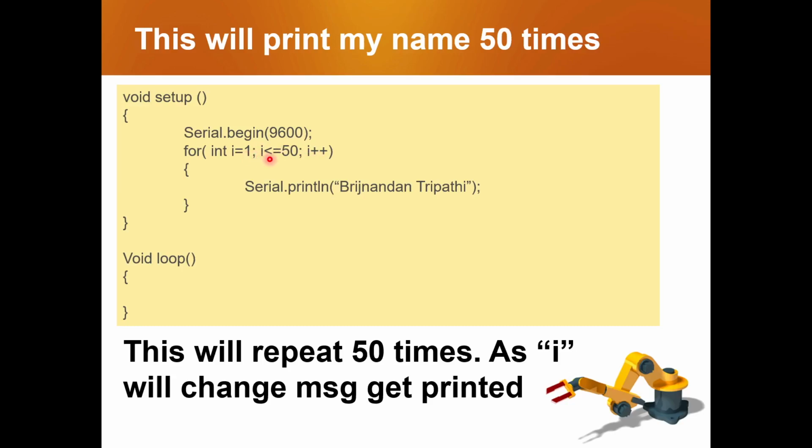Now again the condition will be checked. Is 2 less than or equal to 50? Yes, that's true. Then again it will go inside the brackets and print the name. Then again it will go back. Since i++ was there, i has become 3. Now again it will check if i is less than 50, that is, 3 is less than 50. Again my name will be printed.